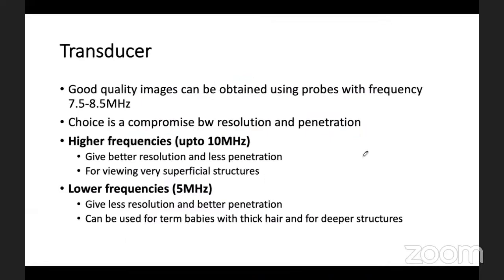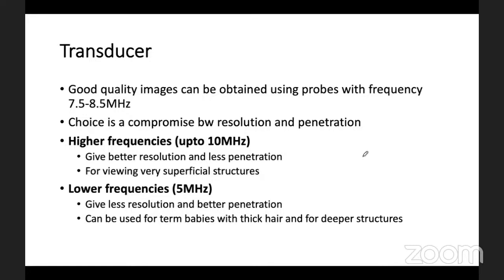Very important about the transducer. In order to get a good image quality, we have to use an appropriate probe with a frequency ranging between 7.5 to 8.5 megahertz. And you have to compromise between the resolution and the penetration. If you want to use a high frequency probe, up to like 10 megahertz, this will give you better resolution but less penetration. Please use this probe when you are viewing the superficial structures, not the deeper ones.